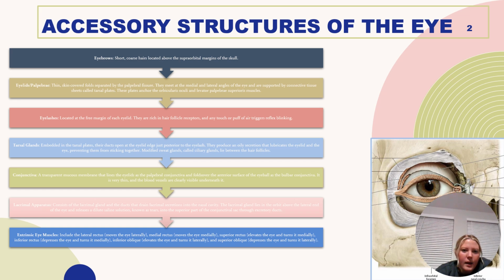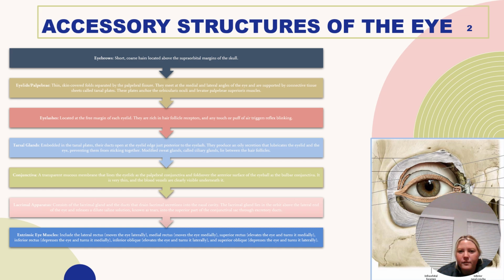And then moving on to eyelashes, it's the free margin of the eyelid. They are follicles with hair follicle receptors, and anything that touches the eyelash, even a puff of air, triggers reflex blinking. And then the tarsal glands are embedded in the tarsal plates, and their ducts open at the eyelid edge. Just posterior to the eyelash, they create an oily secretion that lubricates the eyelid and the eye, preventing them from sticking together. And then the modified sweat glands called ciliary glands lie between those hair follicles.